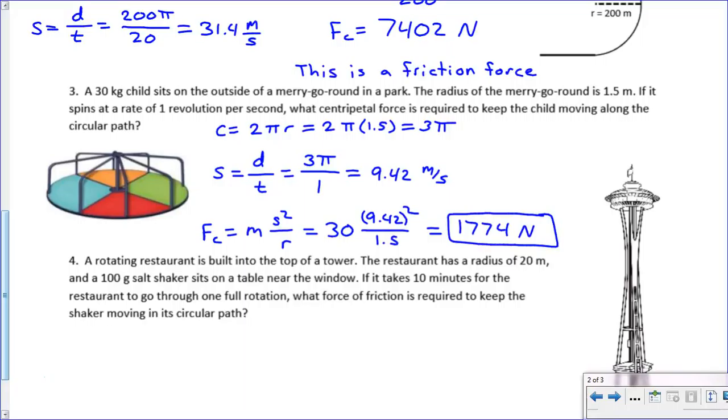Something I mentioned with this problem is if you think about the weight of the child, 30 kilograms, that means their gravitational force is 300 newtons. 300 newtons is what this child is used to experiencing as they're walking around, pulling them towards the ground. 1,774 is almost 6 times the gravitational force that the child would feel. And so we say that this child is pulling almost 6 G's of acceleration as they're going around.